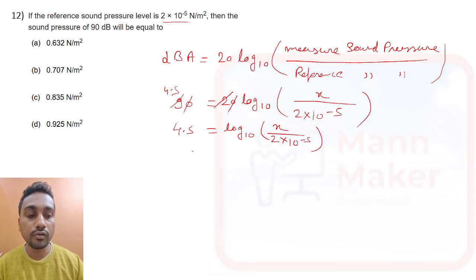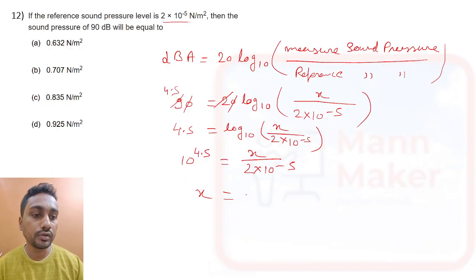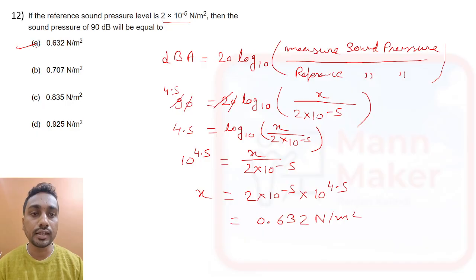Okay, now if we do anti-log, then it will come 10 to the power 4.5 equal to x by 2 into 10 to the power minus 5. Okay, now x equal to what? X equal to 2 into 10 to the power minus 5 into 10 to the power 4.5, and if you calculate this thing, it will come 0.632 Newton per meter square. Option A is the right answer.